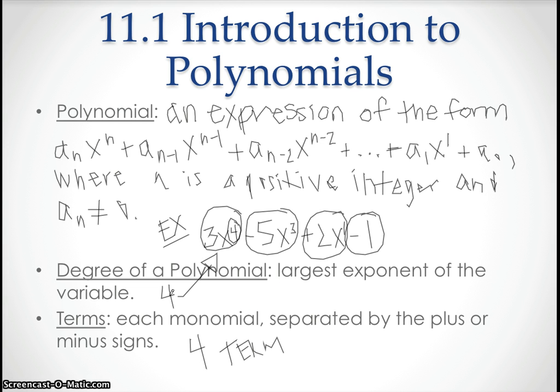Now it's a coincidence that both of these are 4. It doesn't have to be that way. We could, you know, add a plus y on the end, and then that would become a 5-term polynomial if we added that 5th term in there. But, you know, depending on how many you have, you just basically count what's separated by each sign.